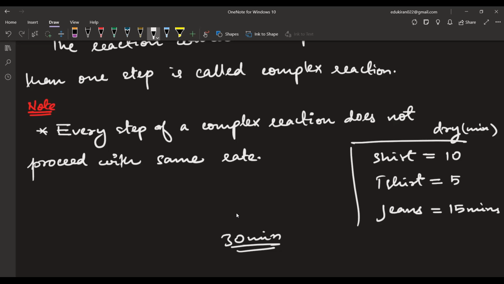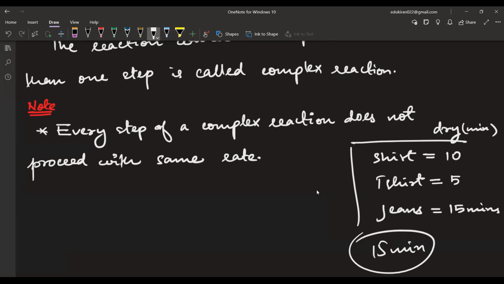ऐसे होगा क्या? Tell me. All of them will dry at the same time, na? So the time taken will be 15 minutes. Yes or no? The total time taken to dry all of these things will be what? 15 minutes. Correct? Yes? What happened, Mariam? Wafia, got it? Yes, sir.